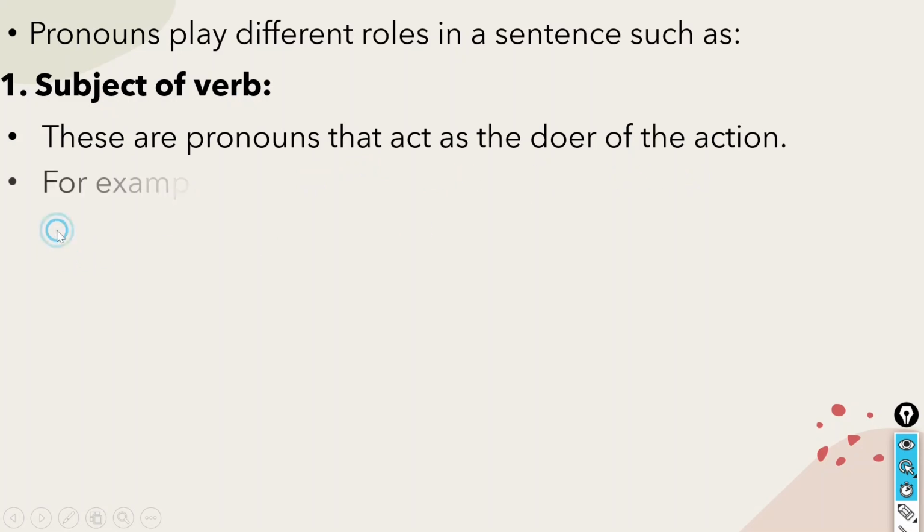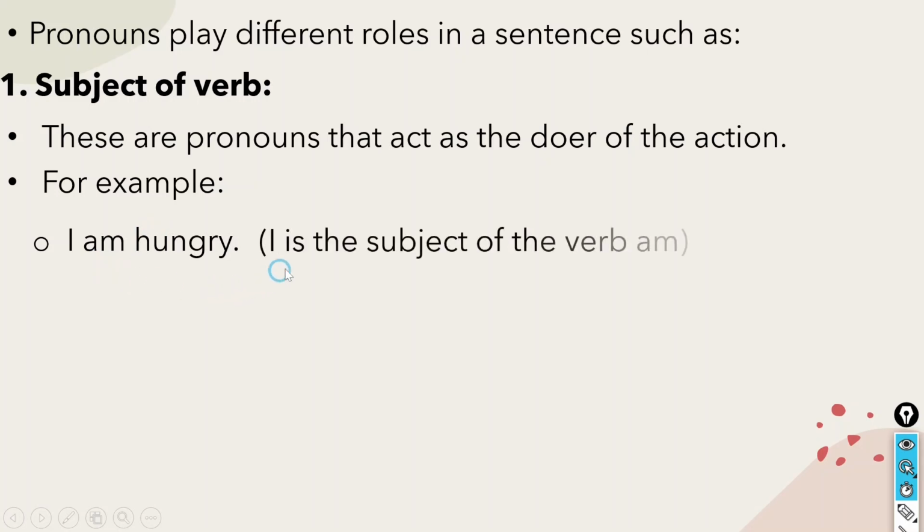For example, "I am hungry." In this case, I is the subject of the verb am. You know, am is a verb, as we noted in the first lesson on verbs. So, in "I am hungry," who is the main subject? It is I.